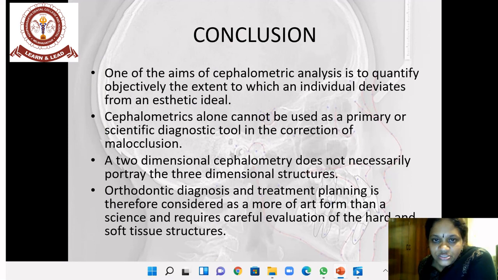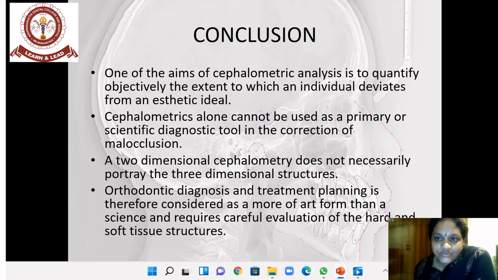So the conclusion of today's class is that you have to know the pre-treatment cephalometric analysis is an essential diagnostic criterion, so that you can plan the treatment according to the growth pattern of the individual. When you plan a treatment according to the growth pattern, the stability of the treatment will be much better, and the retention protocol will be much easier for us.